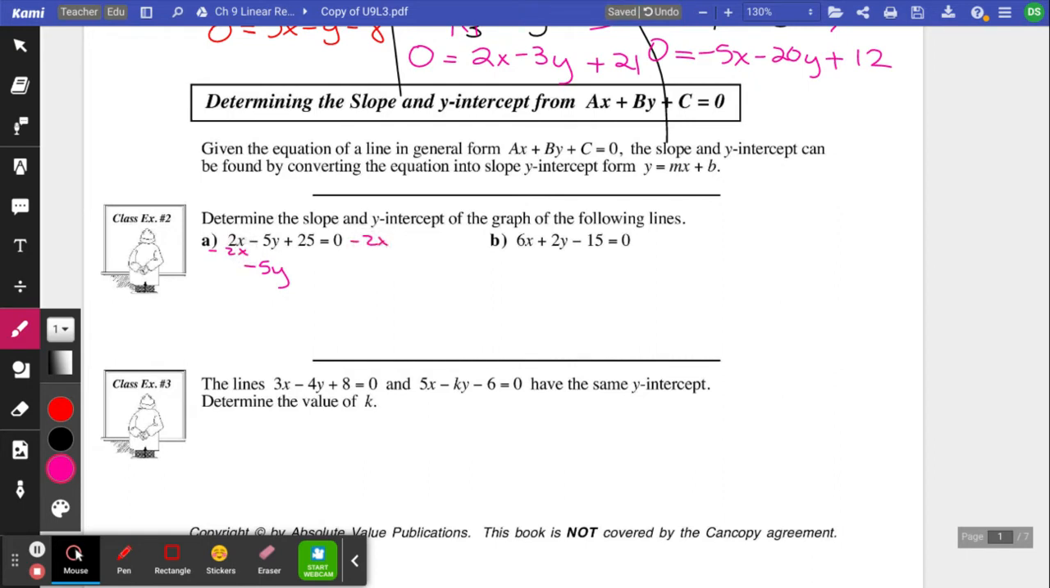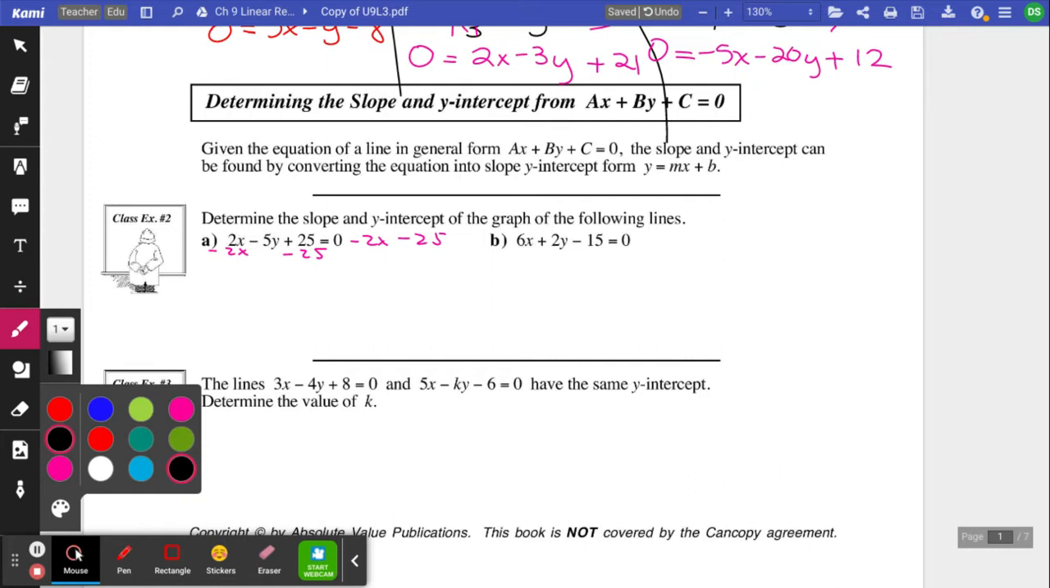And can we get rid of the 25 all at the same time? I'm moving the 2x and the 25 over by doing the opposite thing. So I'm taking them off the left side and taking them off the right side, right? Now we're trying to find y. So now I'm going to have minus 5y left alone on the left-hand side. I will have an equal sign. And now I will have minus 2x minus 25. Agreed?